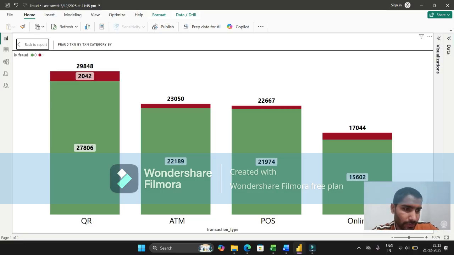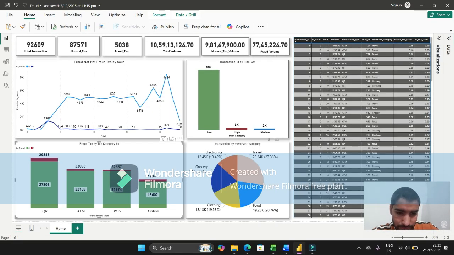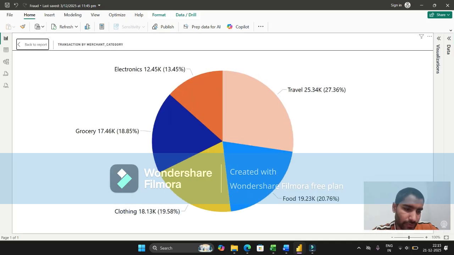So we have categorized the transactions, and in this category we can see various types of merchants doing transactions by quantity. Suppose this is the pie chart: in travel, 25,000 transactions happened. Then food and clothing are approximately equal, about 20% and 19%, and then grocery and electronics.